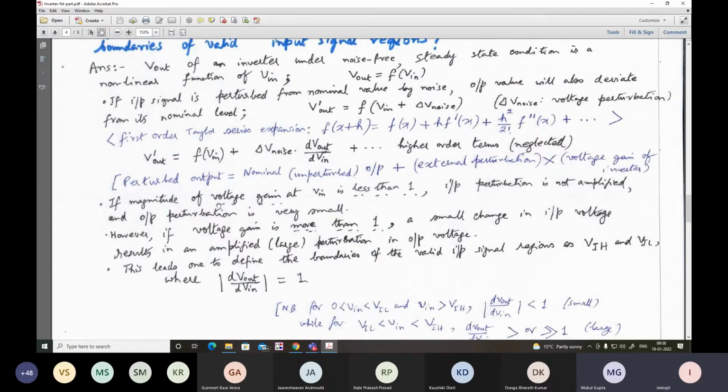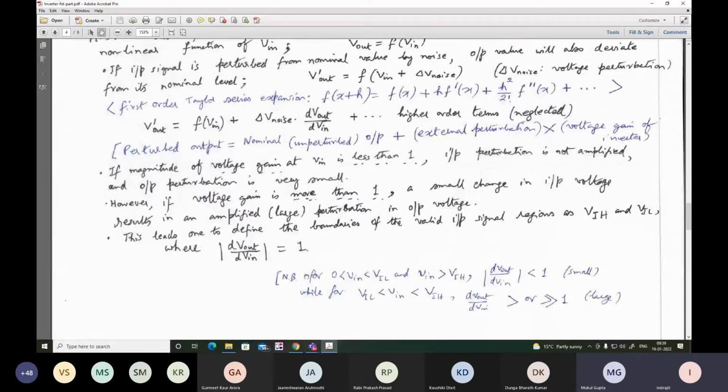Because plain and simple, if the magnitude of the voltage gain at Vin, |dVout/dVin|, is less than 1, the input perturbation is not amplified and the output perturbation is very small. That means it is tolerable. Still some output perturbation will be there, but we can still correctly read the voltage value. However, if the voltage gain is more than 1, a small change in input voltage, a slight perturbation, will result in an amplified, large perturbation in output voltage. So this leads one to define the boundaries of the valid input signal regions as VIH and VIL, where dVout/dVin equals just 1.